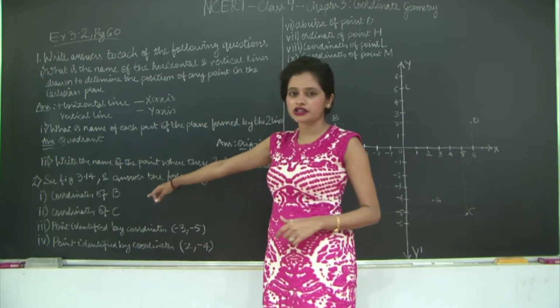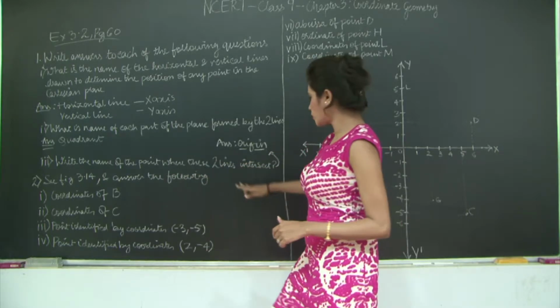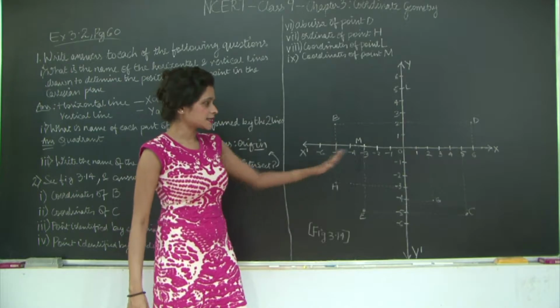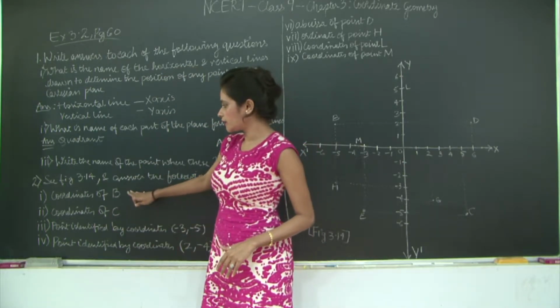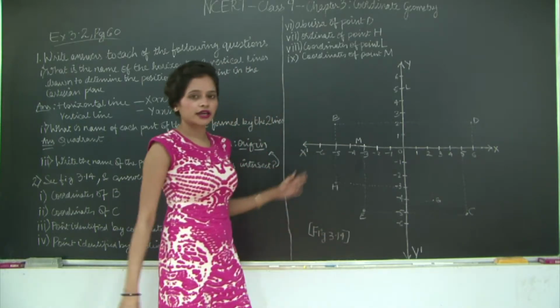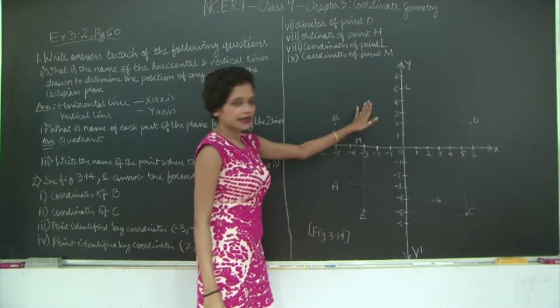Let us move on to question number 2. See figure 3.14 and answer the following. So our figure 3.14 is over here. We have a Cartesian system. We need to answer these following questions. So the first one is to find the coordinates of point B. So first let us locate point B. Point B is here. It is lying in the second quadrant.